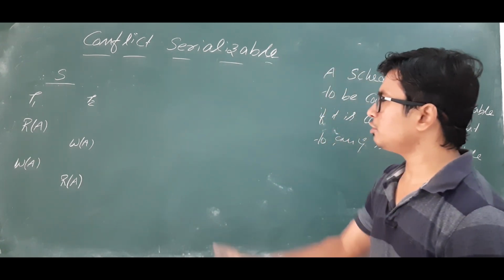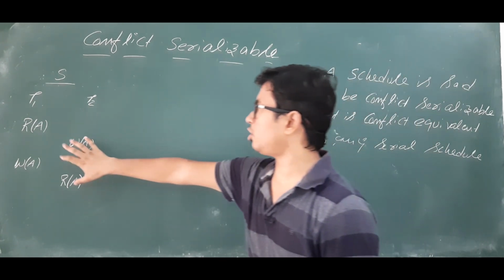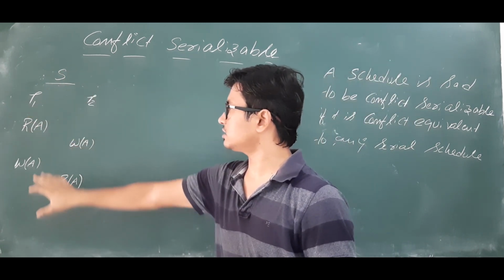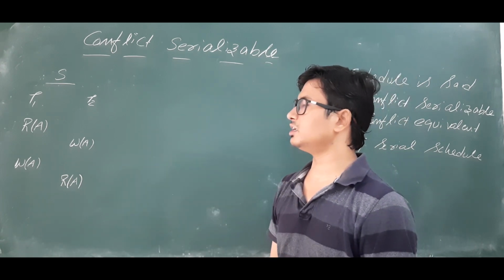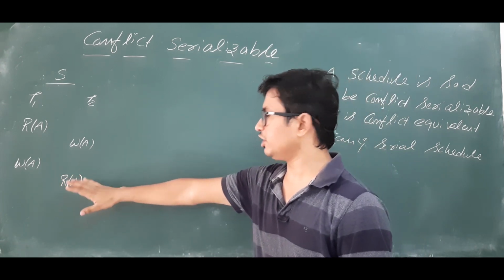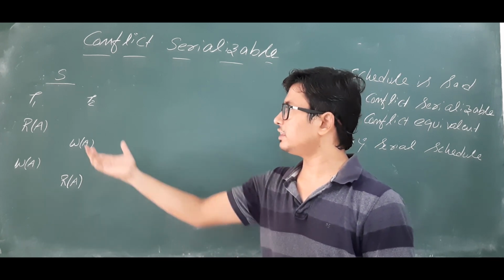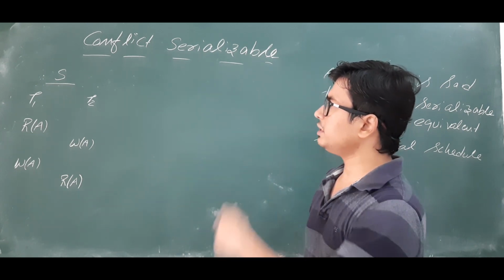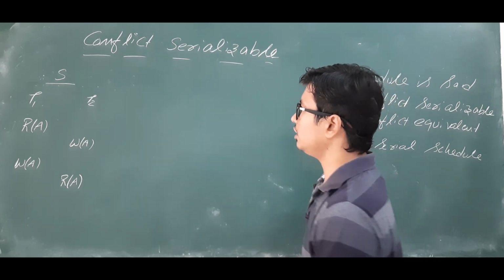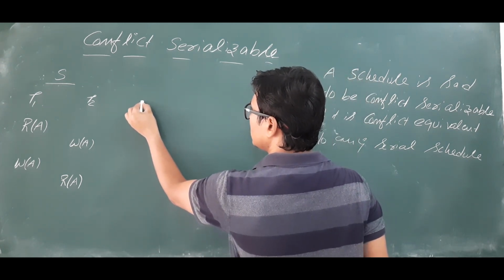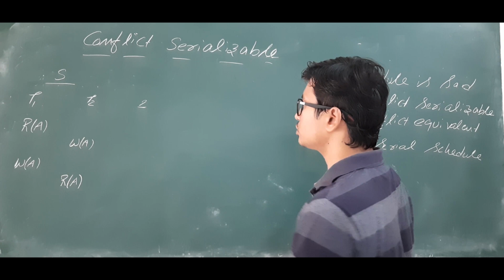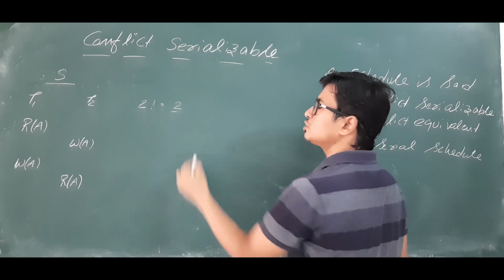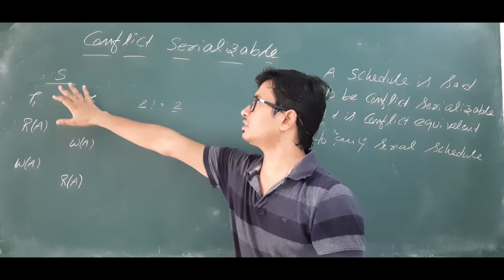So for a better understanding, I have taken a small example. Suppose you see a schedule S, it has two transactions, and you can say that it is a non-serial schedule. If it is conflict equivalent to any of its serial schedule, then I can say that it is a conflict serializable schedule. Now, how many serial schedules are possible for this one? I have two transactions, so the number of transactions is 2, so 2 factorial serial schedules are possible. What is 2 factorial value? It is 2. So 2 serial schedules are possible for the given schedule.